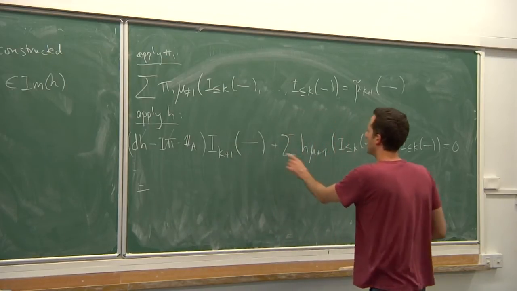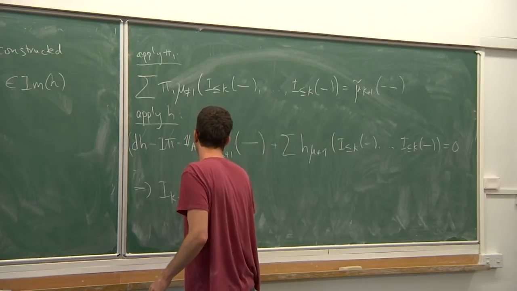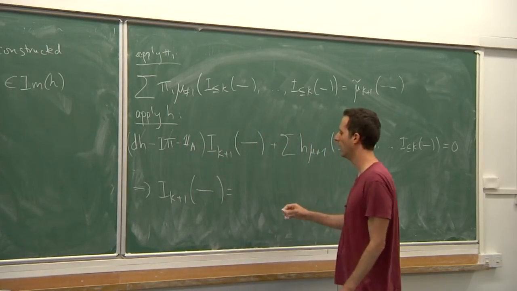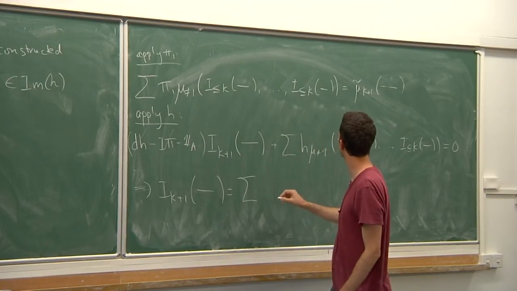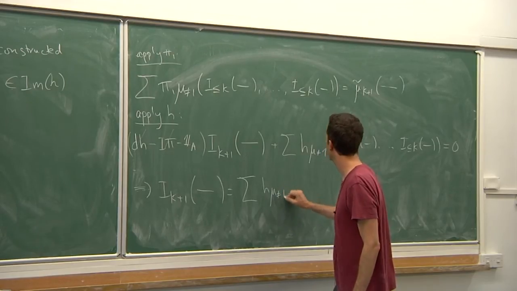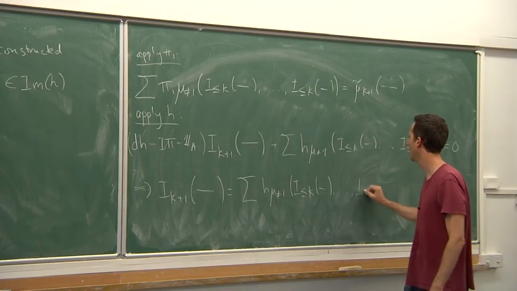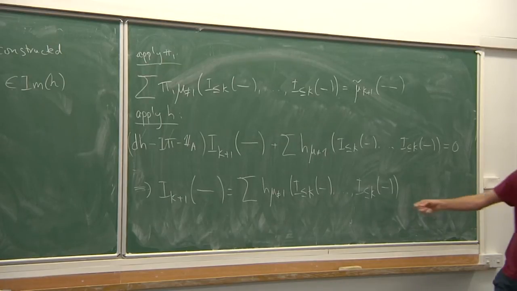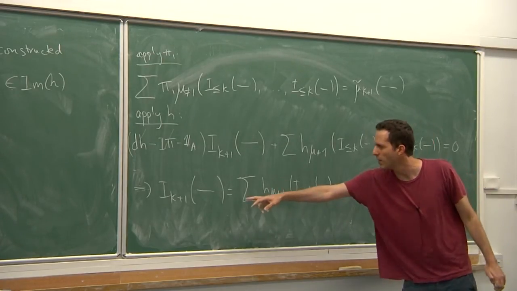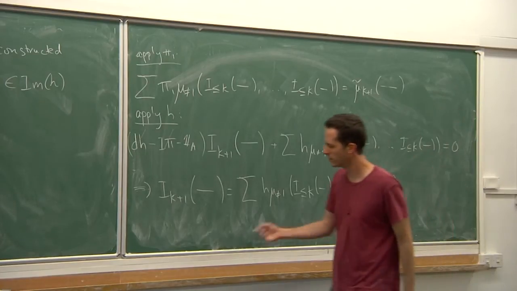So basically, we can write, this implies that I k plus 1 equals, right? So the minus and the minus, move it to the other side. We just get that it equals h mu not equal to 1, I less than k. Okay, and note that indeed we find that I k plus 1 lies in the image of h if we do this. So we basically find that we can construct.